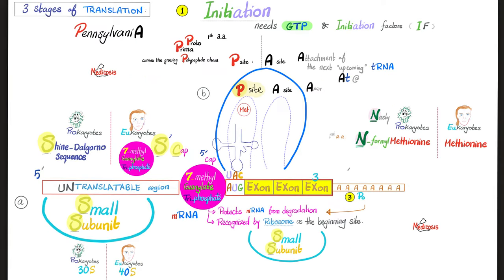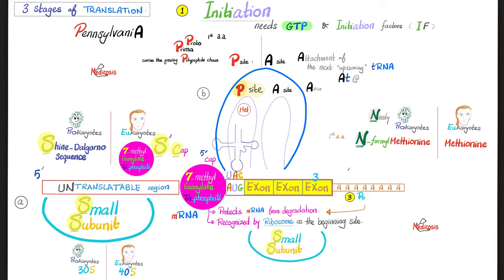Steps of translation: initiation, elongation, termination. Let's start with initiation, okay? Here is my lovely ribosome, P site and then A site. Just remember Pennsylvania, the P before the A. P is also prima, proto, all of these are words that mean first. The first amino acid comes here, baby, the methionine.